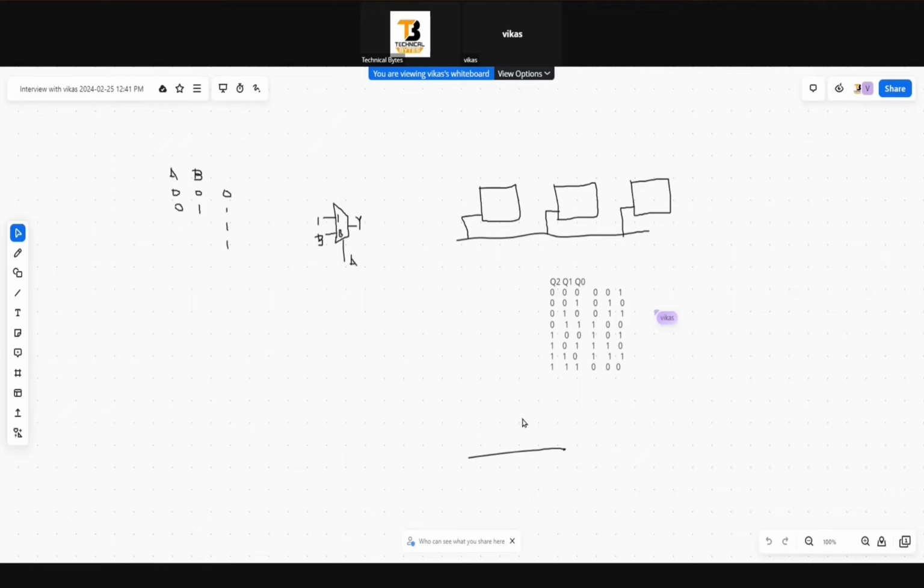K-map, can I put it on paper here itself, sir, or do you want me to draw it there? Draw it on your diagram. Actually, I asked you for asynchronous counters. In the diagram you are using synchronous. This is not correct. Okay.